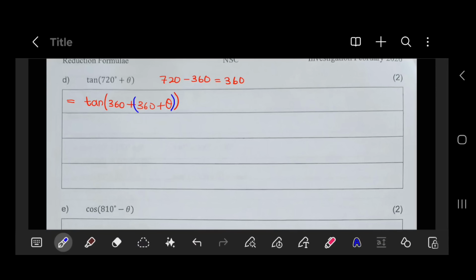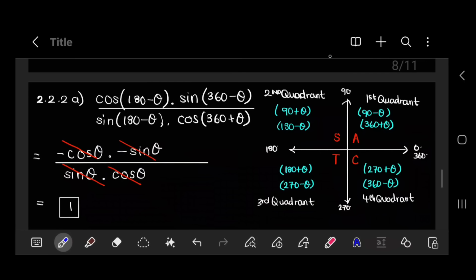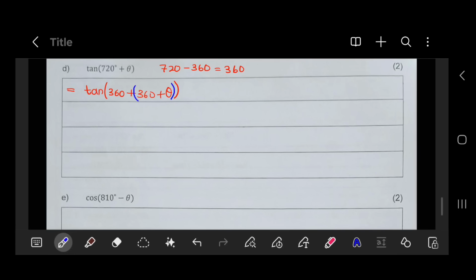And according to our reduction formula, 360 plus an angle is in the first quadrant where tan is positive. So what does this reduce to? It reduces to tan of 360 plus theta. And again, 360 plus theta is in the first quadrant where tan is positive, meaning that that is equal to tan theta.